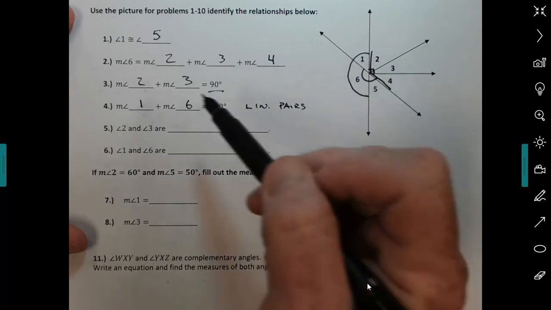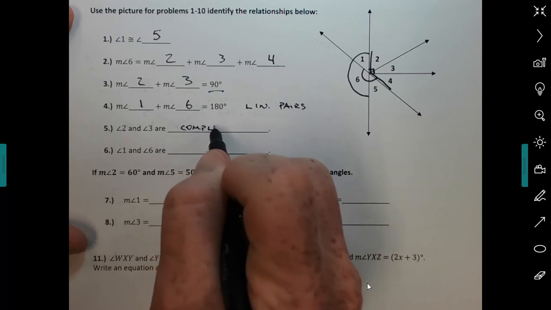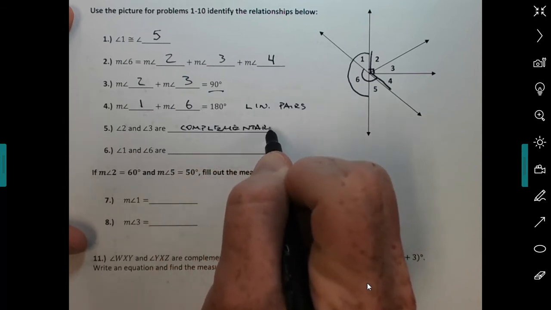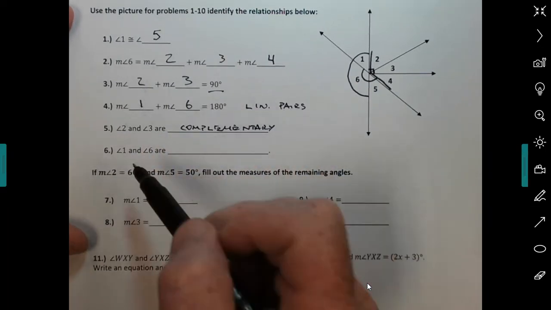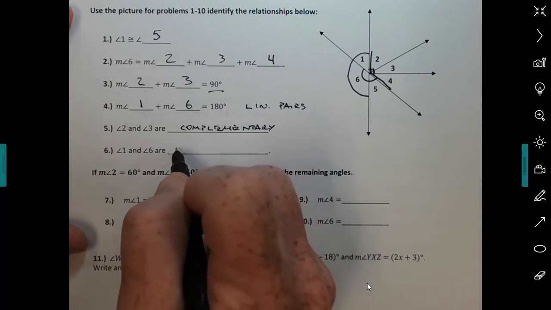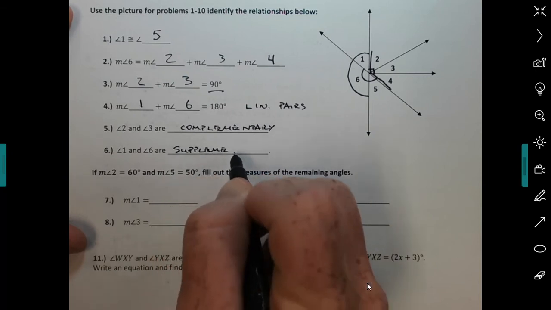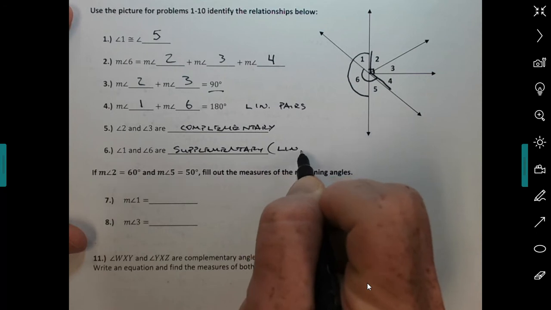Angles 2 and 3, we already know they add up to 90 degrees. That's called complementary. And angles 1 and 6, we said are a linear pair, and we know that those add up to 180 degrees. So supplementary means add up to 180 degrees, and they would also be a linear pair.